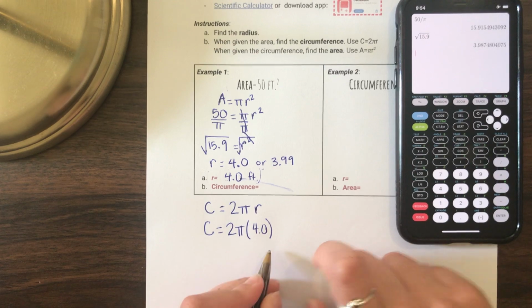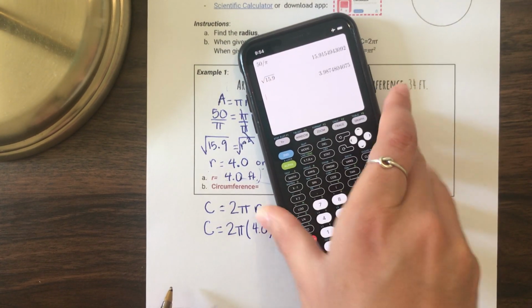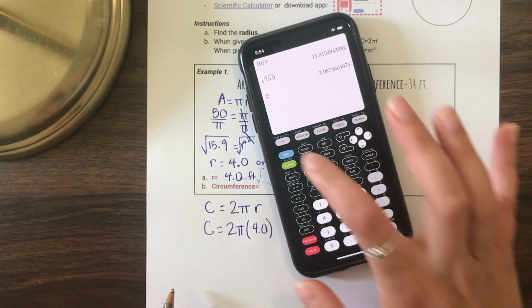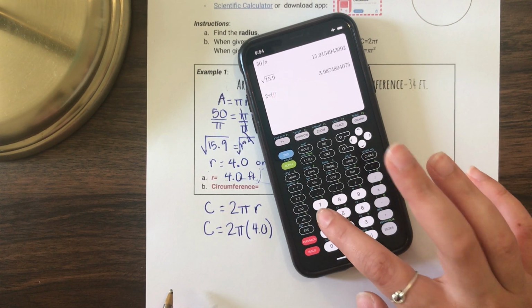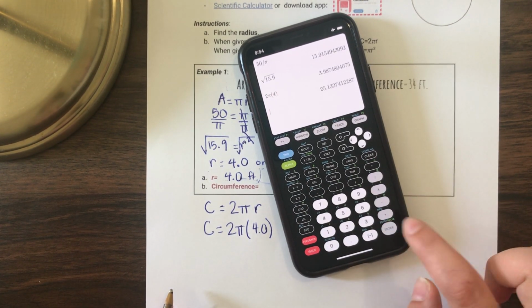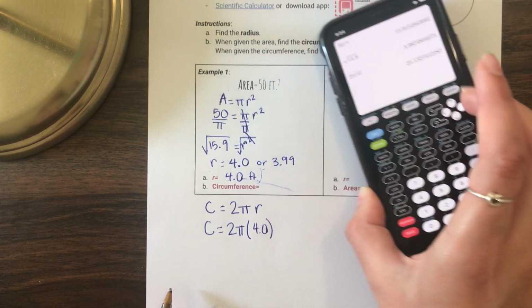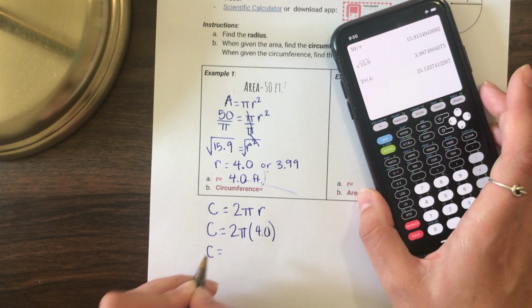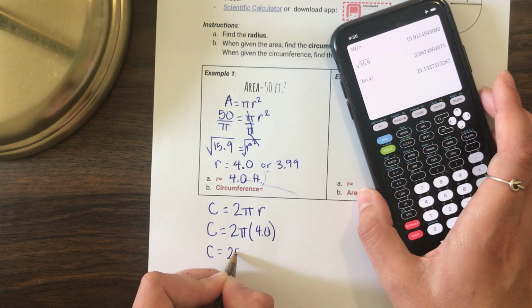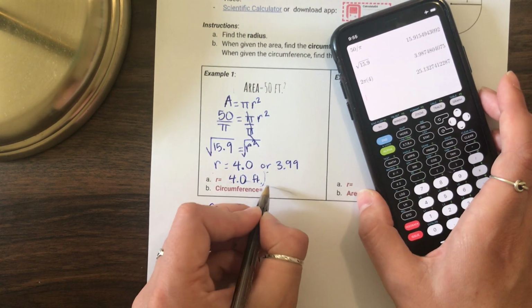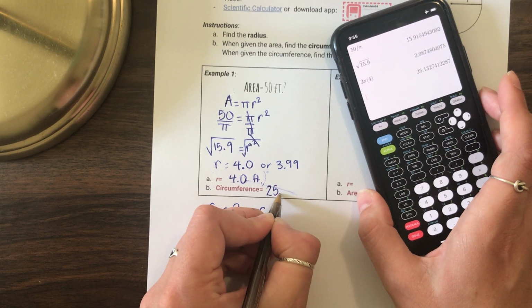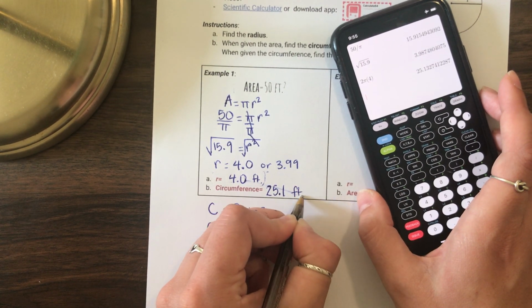And by now you guys should be pros at this, so it shouldn't be too hard. And you'll type 2 pi r. That gives you 25.1. So the circumference of this circle is 25.1 feet. I'm going to write that here.